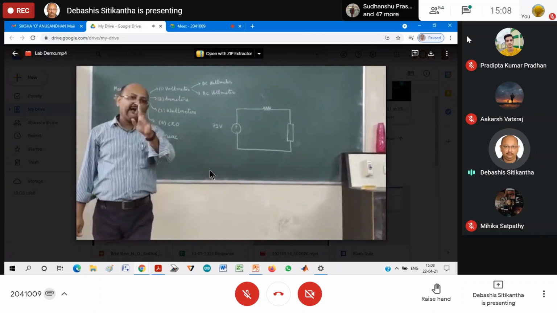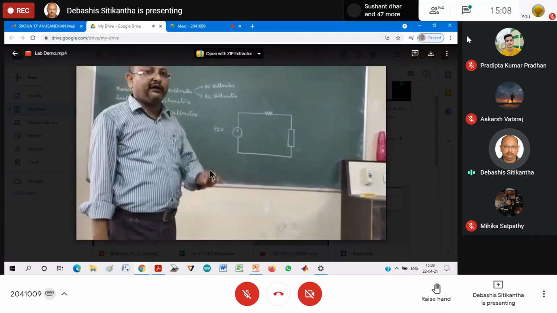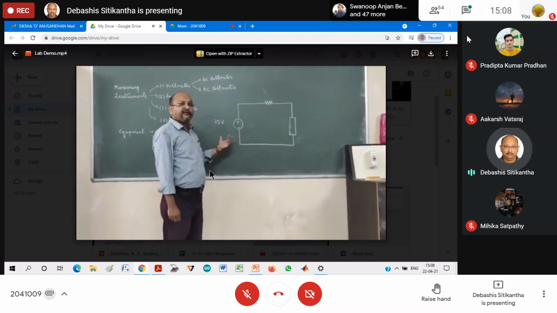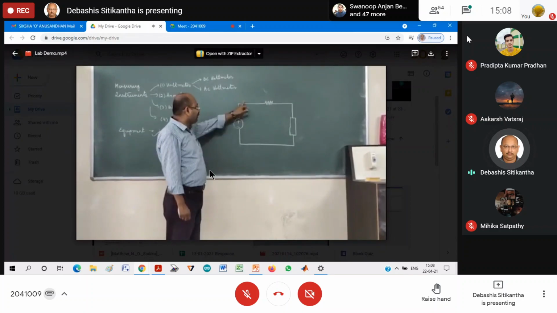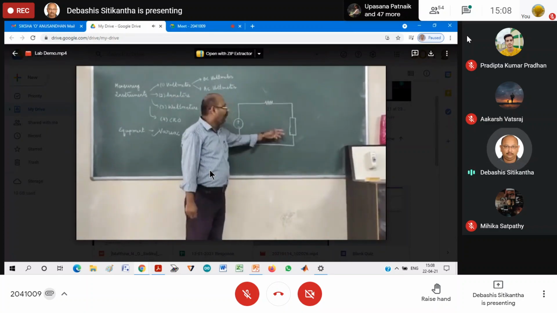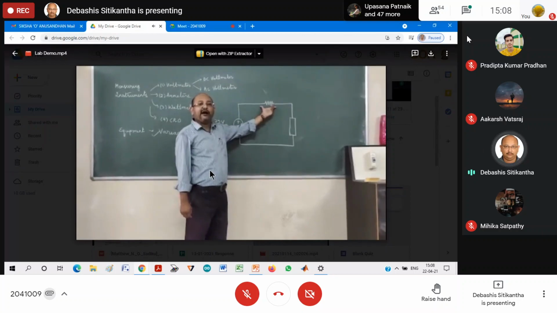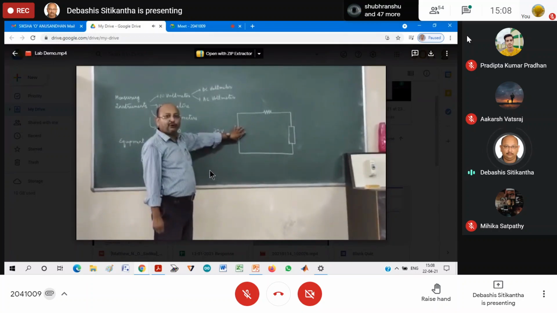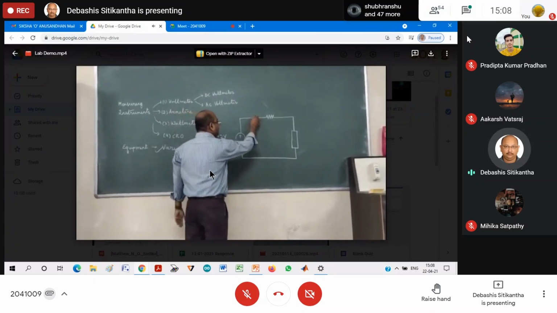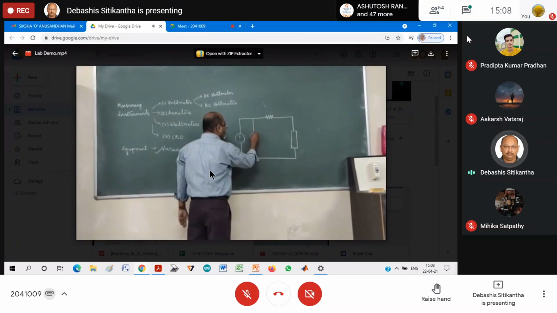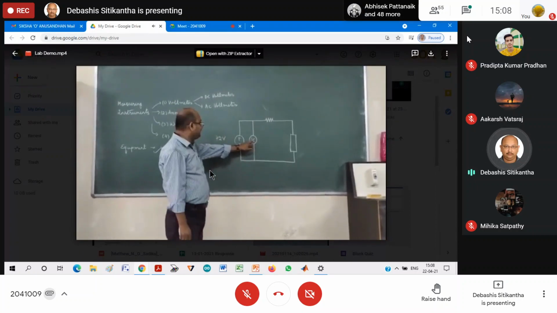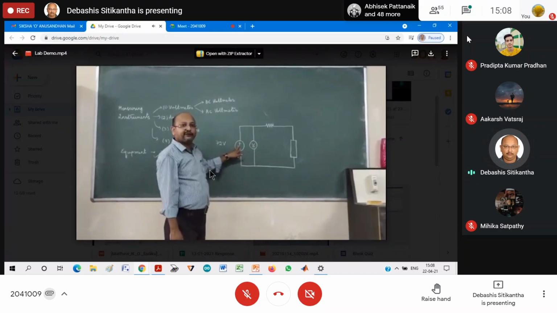The point where I want to measure the voltage is going to play a very important role. I have to mention whether I want to measure the voltage across the source, across the load, or across this resistance. Suppose I want to measure the voltage across this source, then obviously I have to connect the DC voltmeter across this voltage source like this. And you can see this voltmeter is in parallel to the DC voltage source.